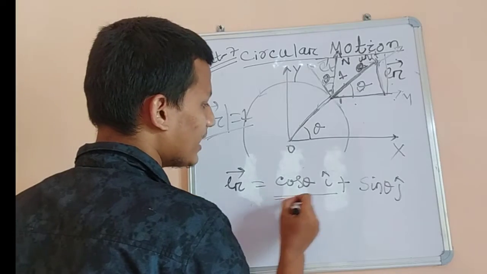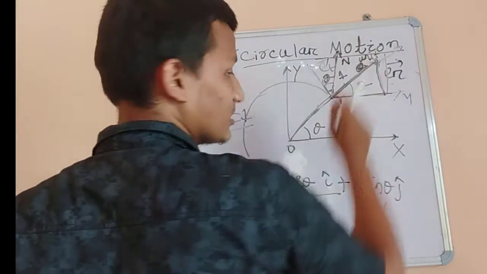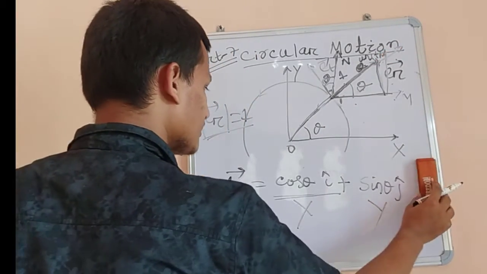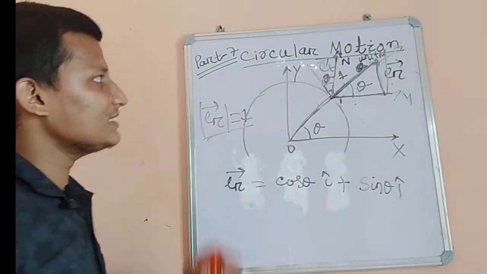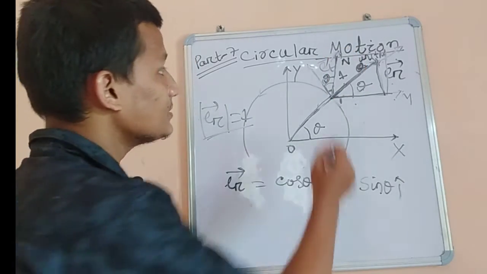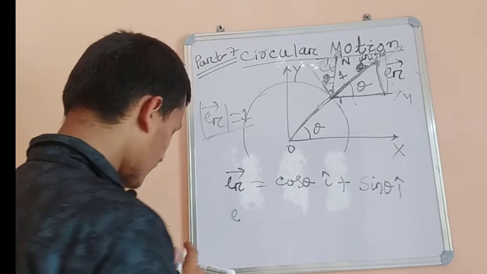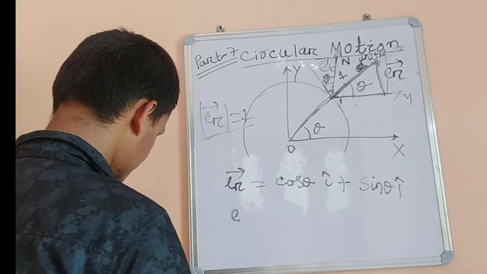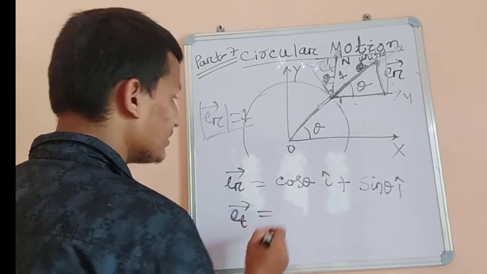So we have to first move along the x-axis direction and then along the y-axis direction to reach this point. Suppose this point is M. Okay. Then we represent or calculate the vectorial representation of the unit vector along the tangential direction, the ET vector. This is our ET vector.